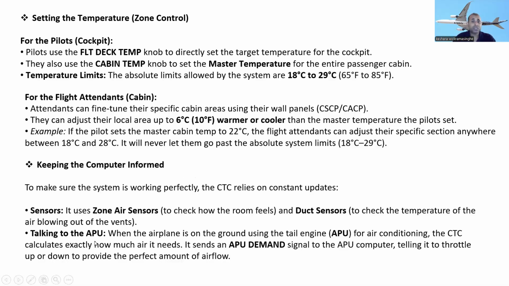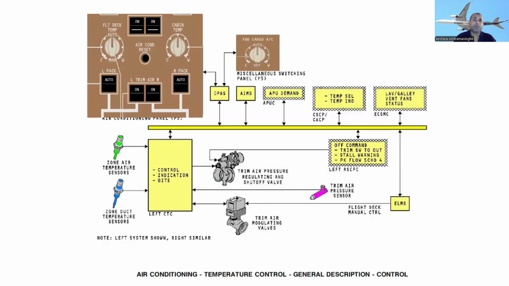So, talking to the APU. When the aircraft is on the ground, they use the tail engine APU air for air conditioning. The cabin temperature controller calculates exactly how much air is needed. It sends an APU demand signal to the APU computer, telling it to throttle up or down to provide the perfect amount of airflow.